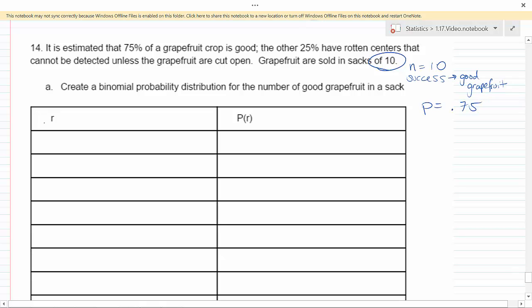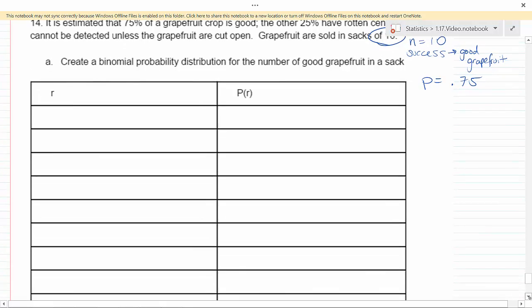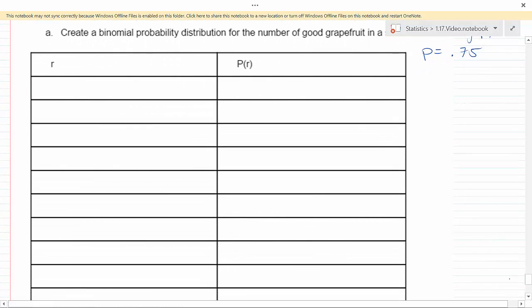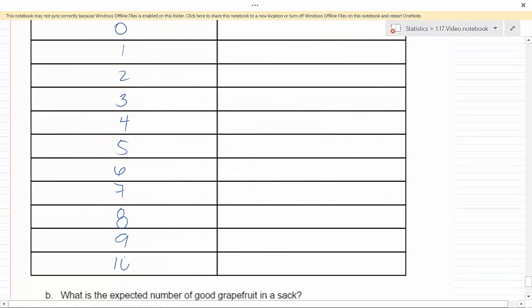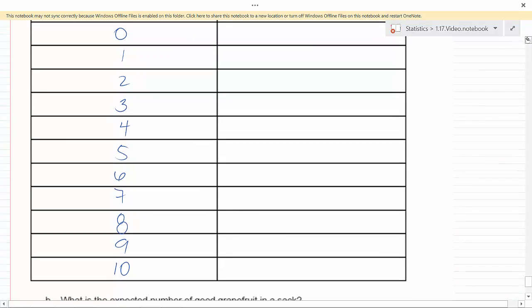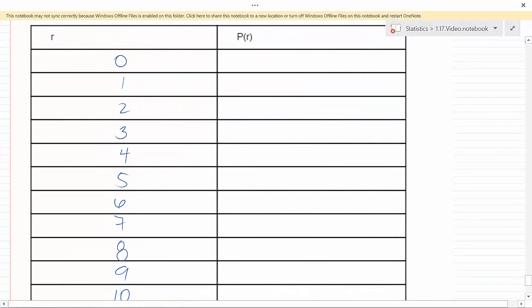If we're talking about a sack of 10, and I'm looking at part A, it does say that this is binomial. I'm being asked to create this distribution for the number of good grapefruit. So again, if there are 10 of them, we could have anywhere between 0 and 10 that are good. So 0, 1, 2, 3, 4, 5, 6, etc. for my R values, where I'm looking for the probability of R successes out of N trials. And then to fill in these probabilities, I'm going to go to my calculator.